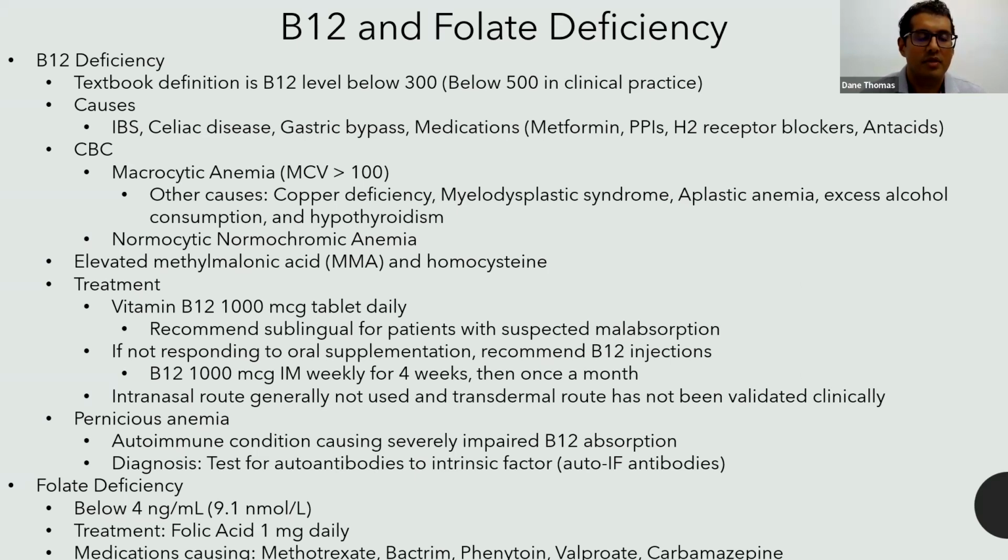include oral vitamin B12 supplementation with vitamin B12 1000 microgram tablet or sublingual daily. And for patients with suspected malabsorption issues, we typically recommend sublingual route instead of tablet for better absorption. If these patients do not respond to oral B12 supplementation, we recommend B12 injections by administering B12 1000 microgram intramuscular injections weekly for 4 weeks, then once a month.